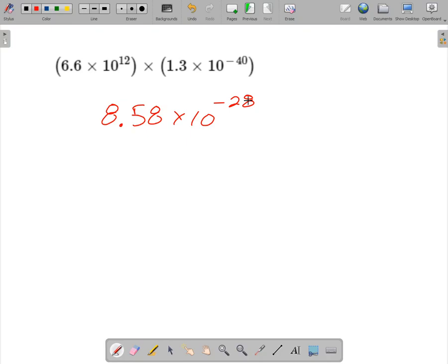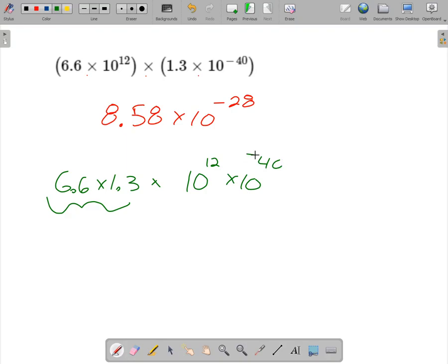I just did 6.6 times 1.3, and then I subtracted the exponents. Yeah, so one cool thing about this, I just have a bunch of multiplication, and multiplication has a property called the commutative property and the associative property. Those two properties together let me move the parentheses and move the numbers. So I could rewrite this as 6.6 times 1.3, and I can calculate that part. And then I can take the 10 to the 12th times 10 to the negative 40.